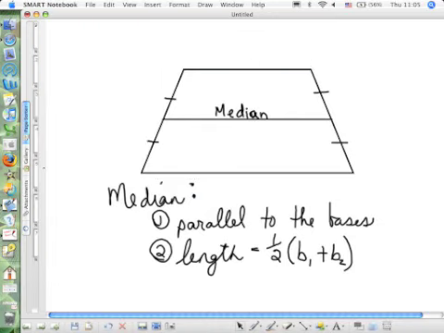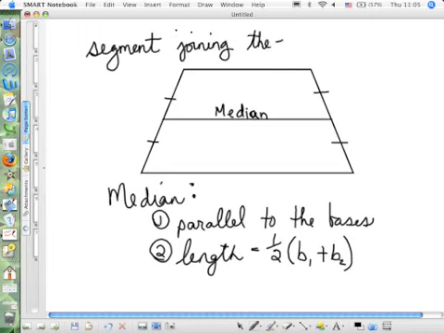Now, let's talk about this trapezoid. Yes? Does the median only happen on an isosceles triangle? No. The median of a trapezoid, write this sentence down. The median of a trapezoid is the segment that joins the midpoints of the legs. Every trapezoid has a median. The median is the segment joining the midpoints of the legs.